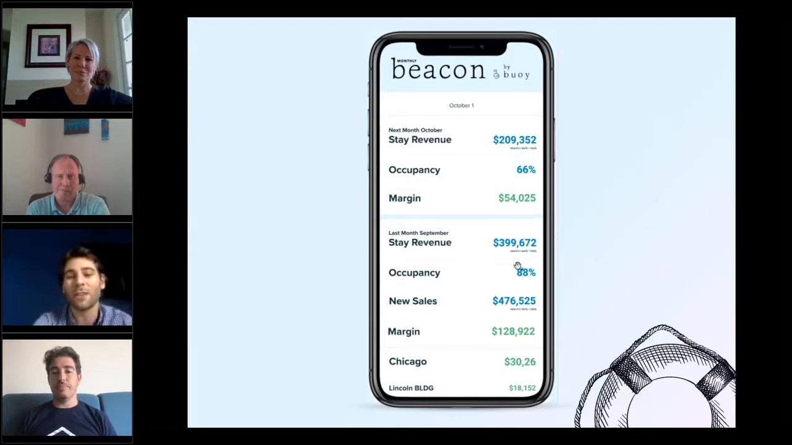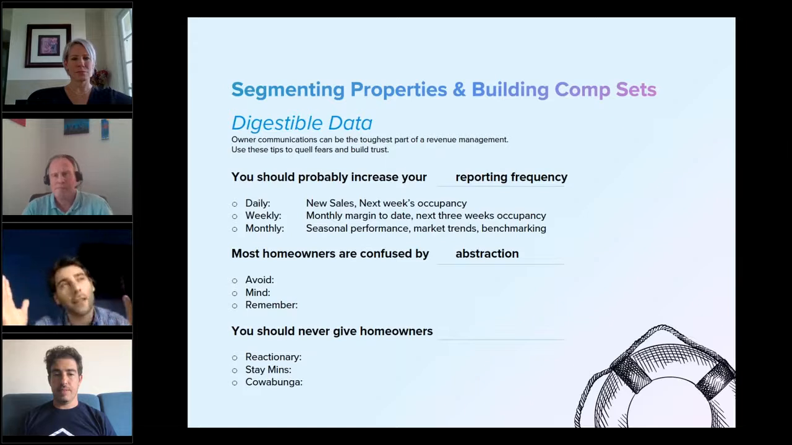This is how much you made the previous month, this much occupancy, same thing. And then I give a final tally on the margin there, and it's broken down just like it is in the weekly. So the reason I find this to be effective is it's very focused, and there's almost no abstraction. I find homeowners are confused by abstraction.